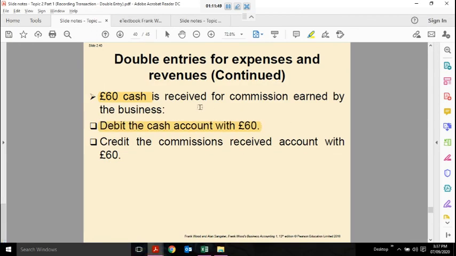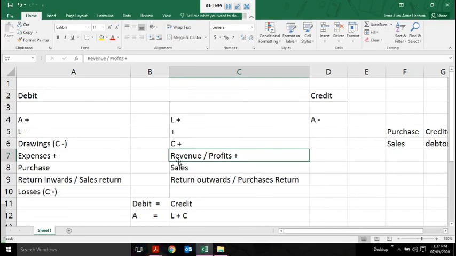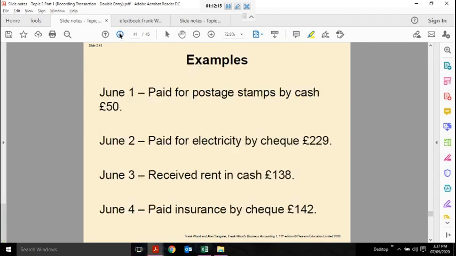Okay. Meanwhile, the credit is the commission earned. Commission is your revenue, your profit. When your revenue or profit increases, you will record it as credit. Okay, here just write commission received. Sometimes you will have commission paid. Commission paid is considered as expenses. So now let's look at this.